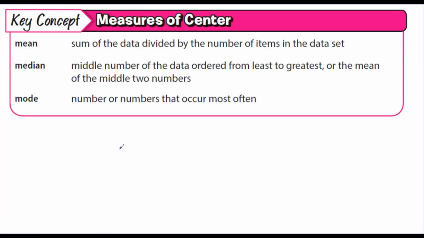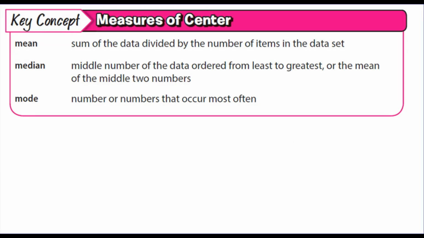One of them is the mean, also known as the average. So to find the average or the mean of a set of numbers, we add all of the data up and divide by how many numbers we have in the data set. So it's the sum of the data divided by the number of items in the data set. Another measure of center is called the median, and this is the middle number of the data ordered from least to greatest, or the mean of the two middle numbers if there isn't one number that is exactly in the middle. And then third, we have the mode, and this is the number or numbers that occur the most often in a data set.